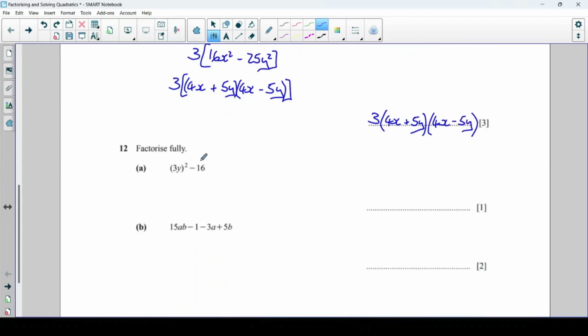This is also the difference of two squares. This is 3y all squared. So in our first bracket, I'm going to write 3y plus 4. The square root of 16 is 4. And in the other bracket, 3y minus 4. To be honest, it's almost a bit more confusing, the fact they've written 3y squared. If it helps, you can just think of that as 9y squared, which is what that is. Okay, and 3y times 3y gives me 9y squared.